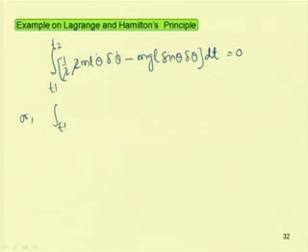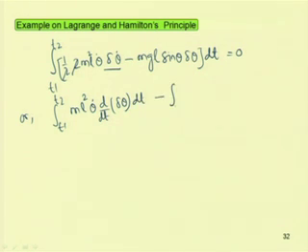Or one can write this as the integral from T1 to T2 of m L square θ̇, where I can write δθ̇ equal to d by dt of δθ, dt, minus the integration from T1 to T2 of mgL sin theta δθ dt. So, this will be equal to 0.